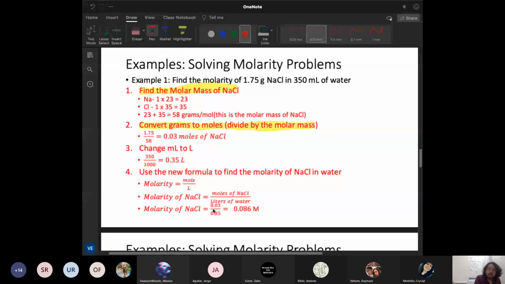0.03 is a mole of sodium chloride. Divide by 0.35, all right? And that will give you the answer of 0.086.